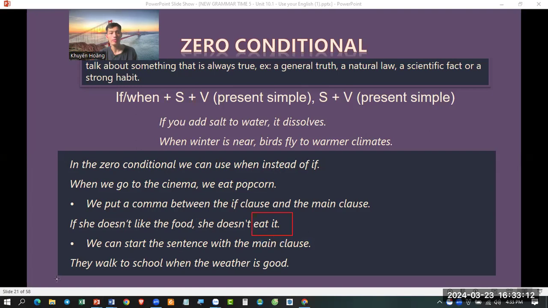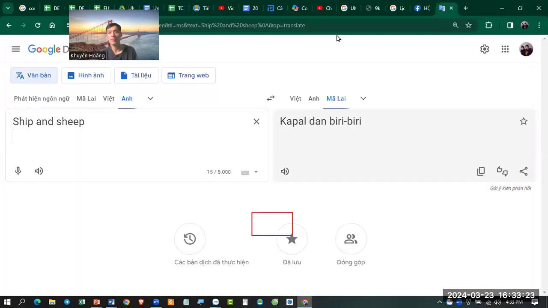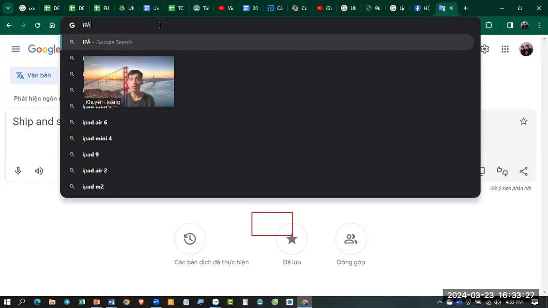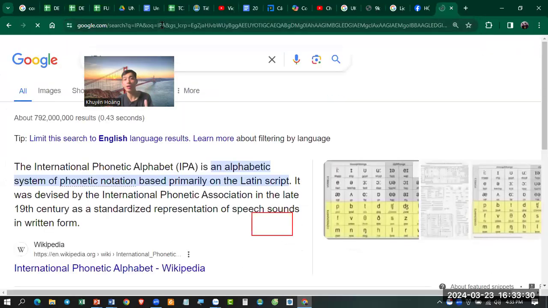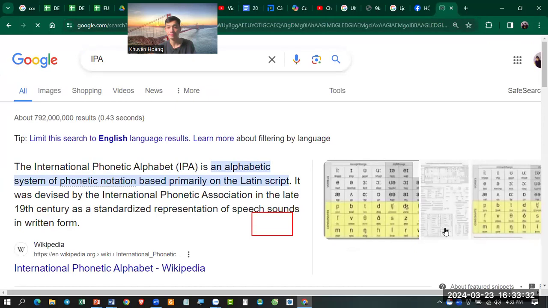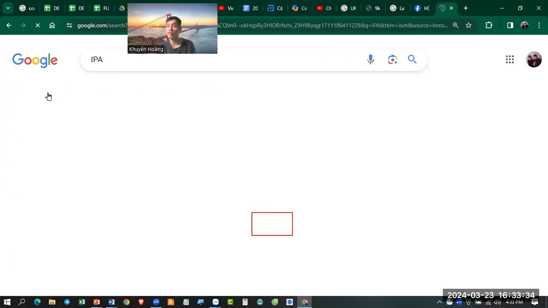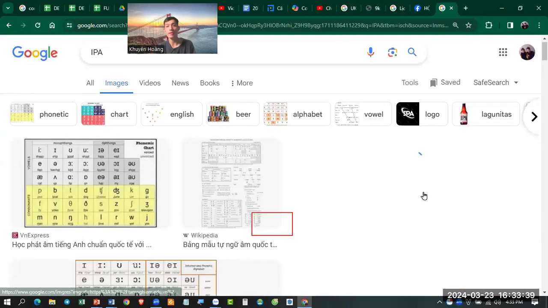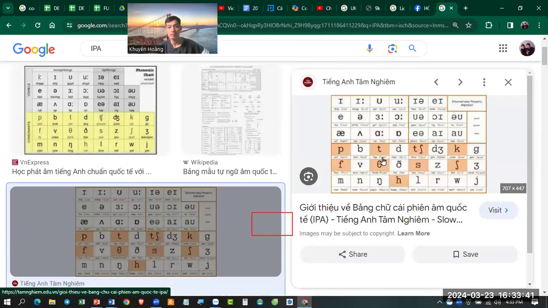sound. Have you learned the 44 sounds in the phonetic, the IPA? I think I already heard it before. You just hear. Didn't you learn? Didn't you practice? Have you practiced this IPA? No, I just hear my teacher said.